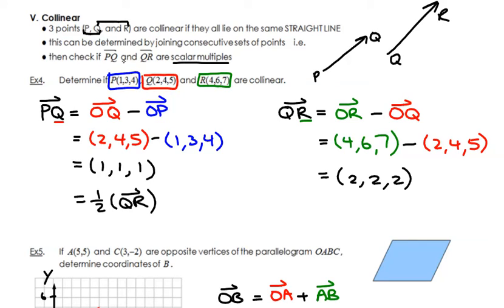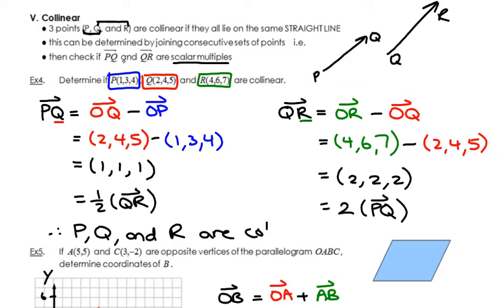Like if I took QR, the 2, and the 2, and I took a half of all of them, I'm going to get 1, 1, 1. Simultaneously, this is also double PQ, because PQ was 1, 1, 1. If you double it, you're going to get 2, 2, 2. This is what I mean by scalar multiples. Essentially, they're the same, but they're different multiples of each other. And if they are scalar multiples, then we're going to say, therefore, all 3 of the coordinates are collinear. Okay, so scalar multiples.